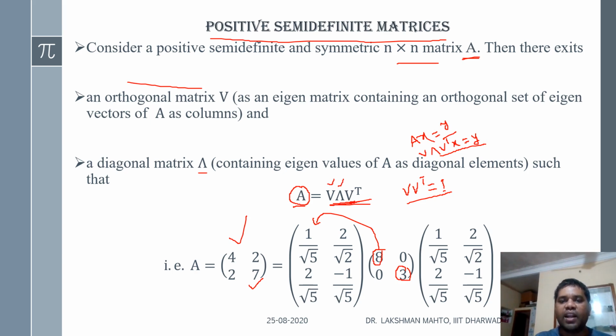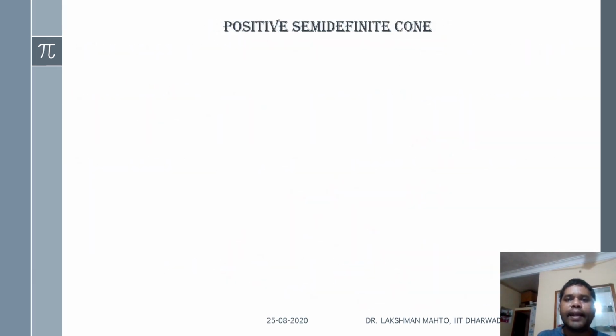So it looks very easy, and we can easily get matrix V and matrix lambda. With the help of V and lambda, we can decompose the given matrix A into these three matrices. And from here the calculation looks very easy because of the orthogonality and the diagonal matrix. So it is all about the spectral decomposition of a positive definite and symmetric matrix.